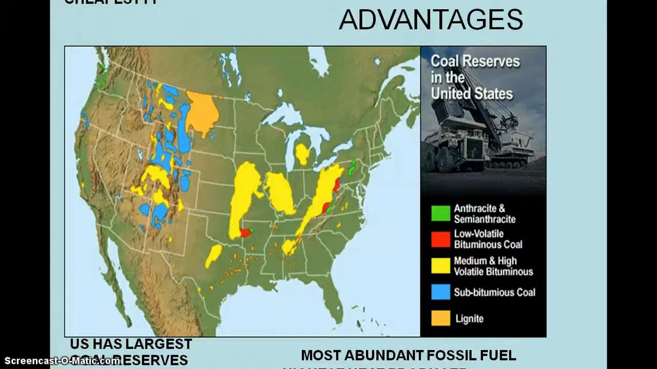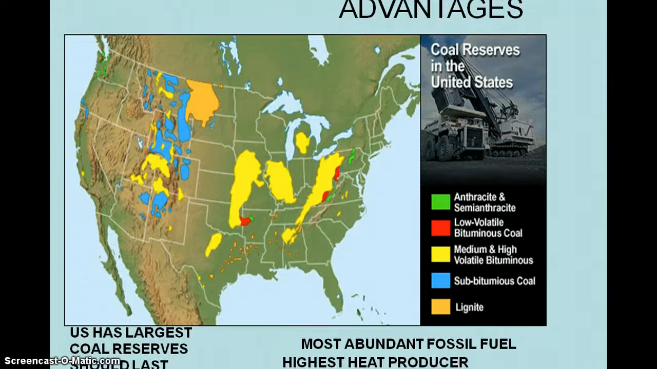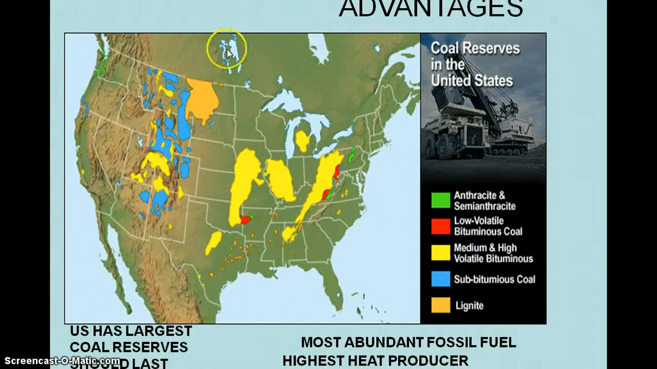It is the highest heat producer of all the fossil fuels. So if you compare coal, natural gas, and petroleum, coal will produce more heat, which means we're going to get more steam and we're going to get a bigger current of electricity. So that's also good.